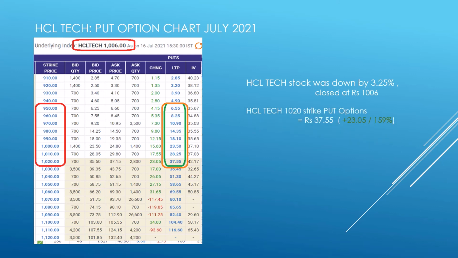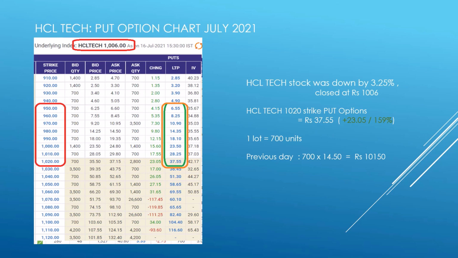You can say the 1020 strike price put option today closed at rupees 37.55. It increased in value by 23 rupees. It was around 14 rupees yesterday. Because the HCL Tech stock went down by 3%, that's the reason why HCL Tech's put option went up. And in this case it went up by 159%.